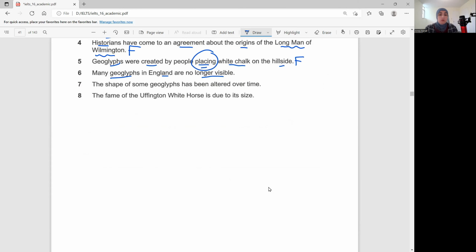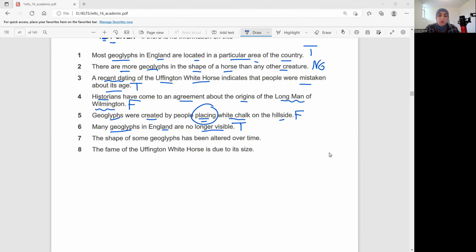Okay, so let's see what they said here. Many geoglyphs, that's the vast majority in England, are no longer visible. That is true, definitely. Question number 7 now. The shape of some geoglyphs has been altered over time. Alter, what's the meaning of that? It means changed. So the shape of some geoglyphs has been altered over time.